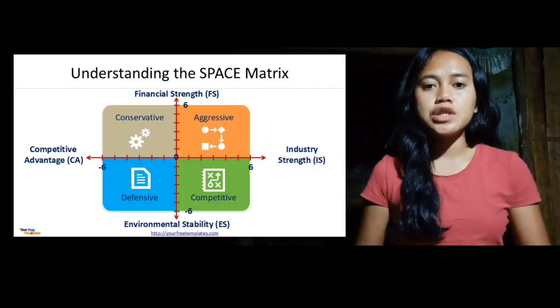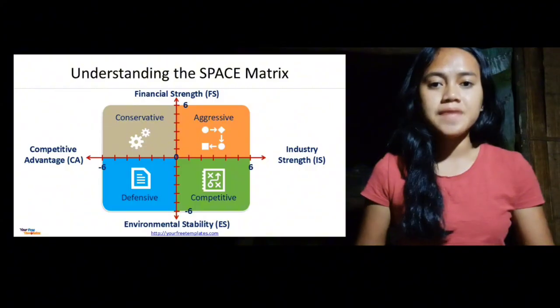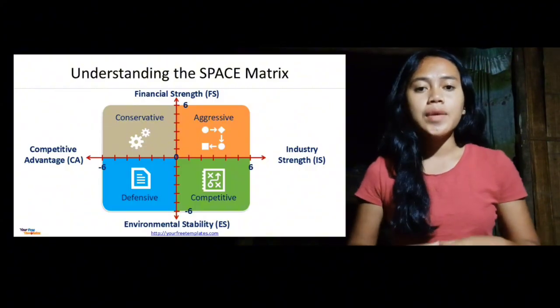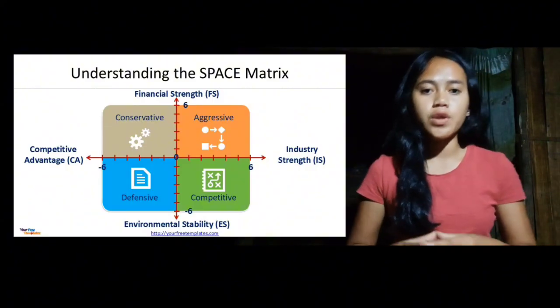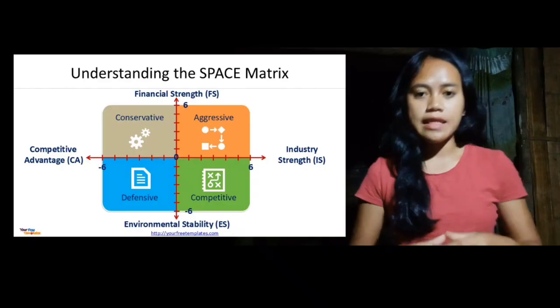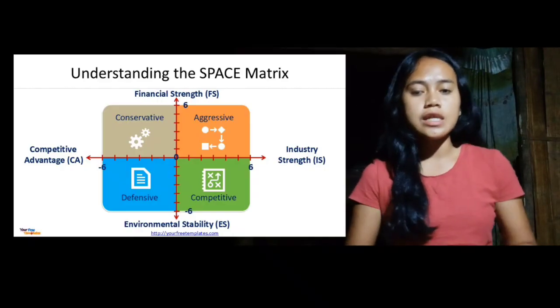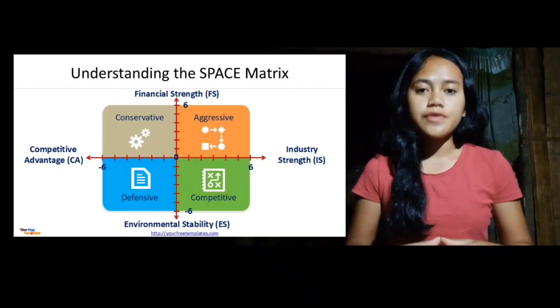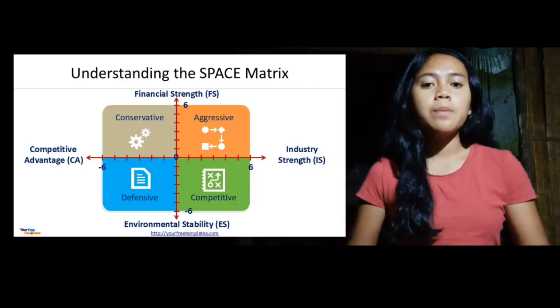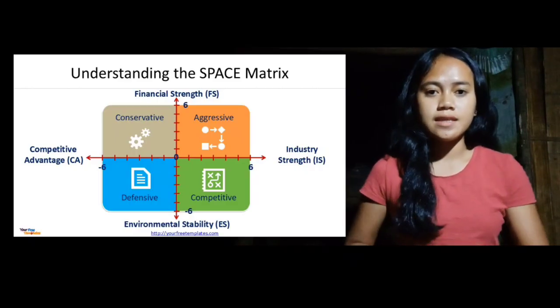The competitive position or the competitive advantage is on the left of the quadrant on the x-axis, with -1 the best and -6 the worst, with -1 closest to the center. For industry strength, it is on the right side of the quadrant on the x-axis, with +1 for the worst to +6 for the best, with +1 closest to the center.